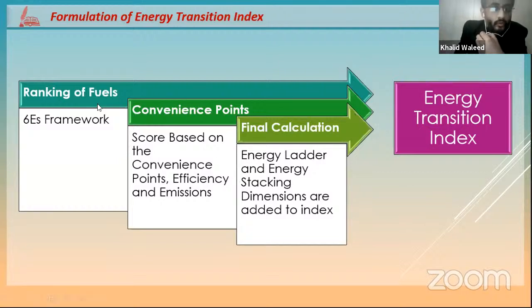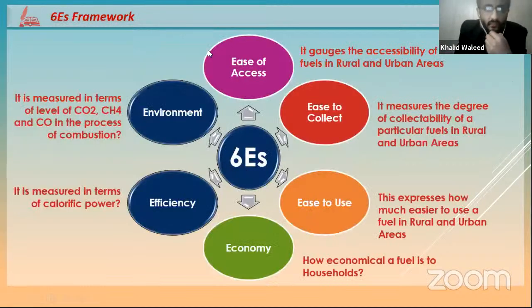In order to pursue our first objective, we have chosen a 6 E's framework, which is a novel framework. On the basis of this 6E framework, we have assigned convenience points to different fuels, and then final calculations are used to combine the impact of energy ladder and stacking in one index known as the energy transition index. Okay, what is the 6E's framework? The 6E's framework is used to rank the fuel.